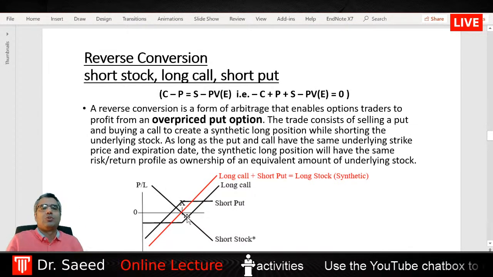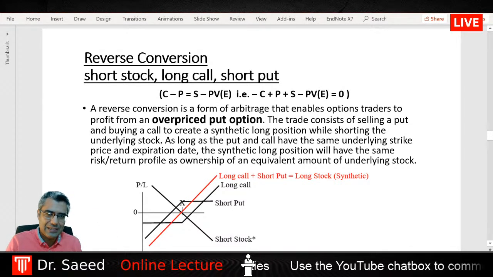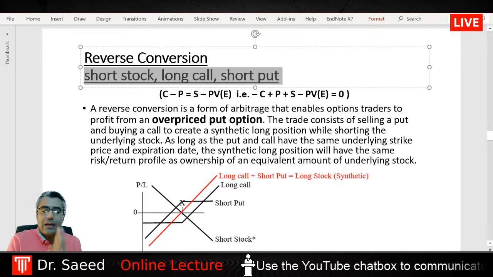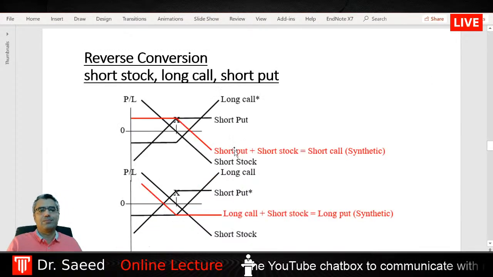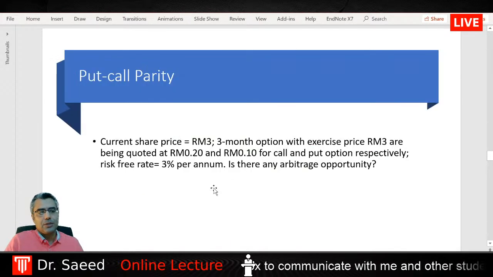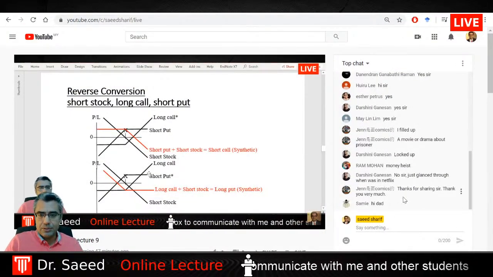That's all. So I just want to tell you, if you mix any of these two, the outcome, the output will be exactly the opposite of the third one. That's all. So here, for example, short stock plus long call will give you long put. Then long put is the opposite of short put. It will give you a flat curve. That's all. So let's have a look at the chat box.